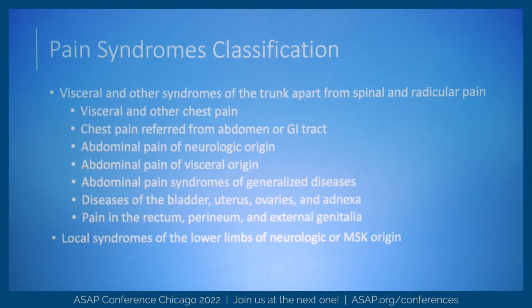We see a lot of things like celiac artery compression, and a lot of dysmotility causes, sometimes just frank gastroparesis, which can be very painful. Diseases of the bladder, uterus, ovaries, and adnexa. There's a high incidence of endometriosis and interstitial cystitis in these patients. And then, of course, pain in the rectum and perineum and external genitalia. And then, of course, local syndromes of the lower limbs of either neurologic or musculoskeletal origin. Very often the knees, the hips, and the ankles are involved.